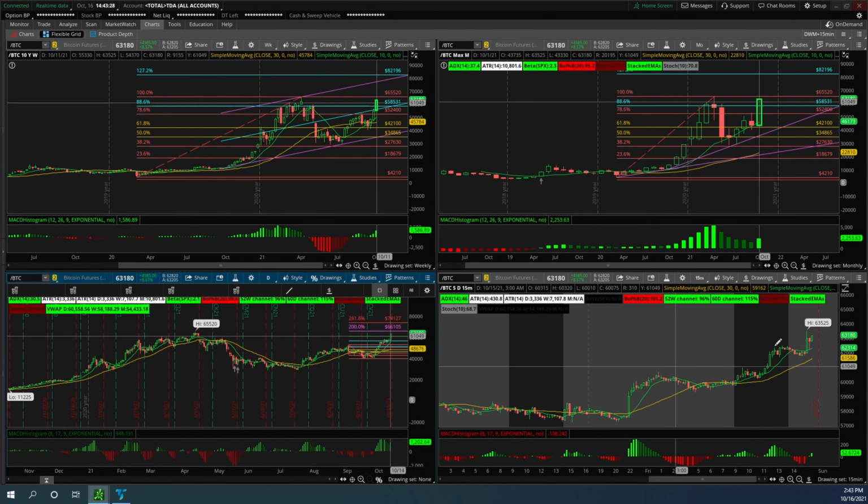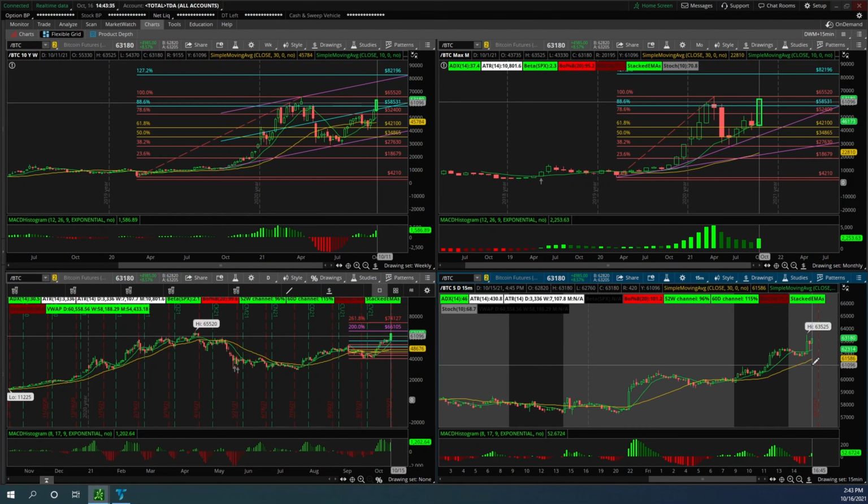So that's Bitcoin, and that would be it. You see in the after hours before the weekend, this is 4:45. Already moved up a little bit. 63,180 is where it closed. Okay.